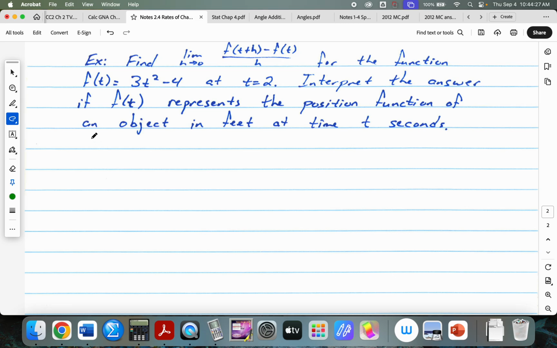So we want the limit as h goes to 0 of, we're at t equals 2, so this is going to be 3 times (2 plus h) quantity squared minus 4, minus f at 2, let's see, that'll be 4 times 3 is 12, minus 4 is 8, all over h.